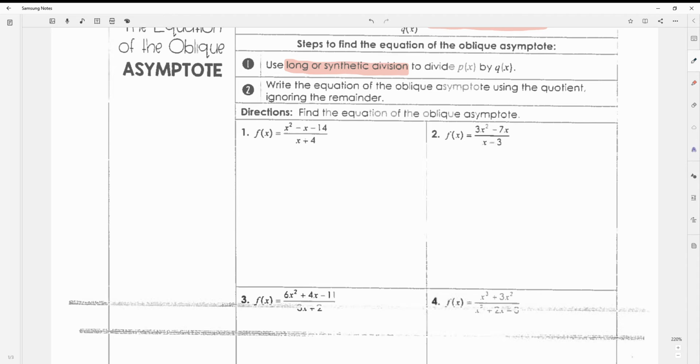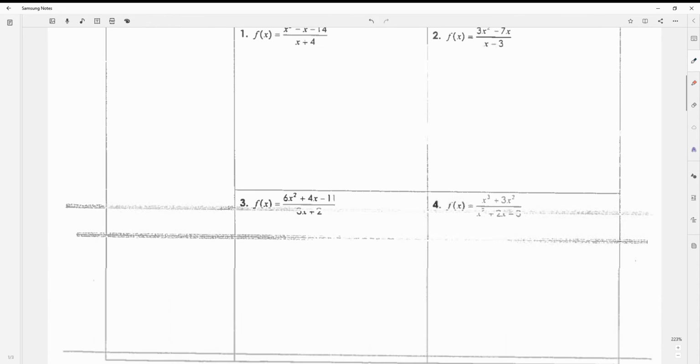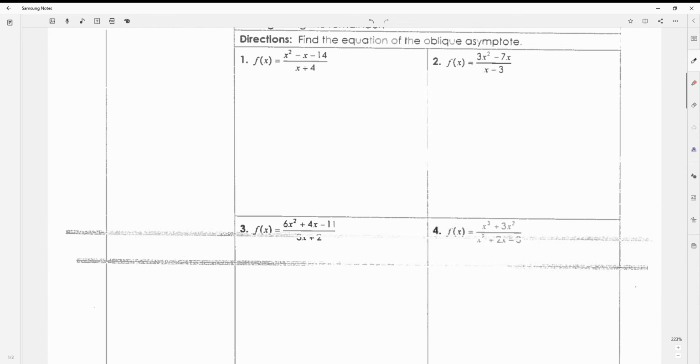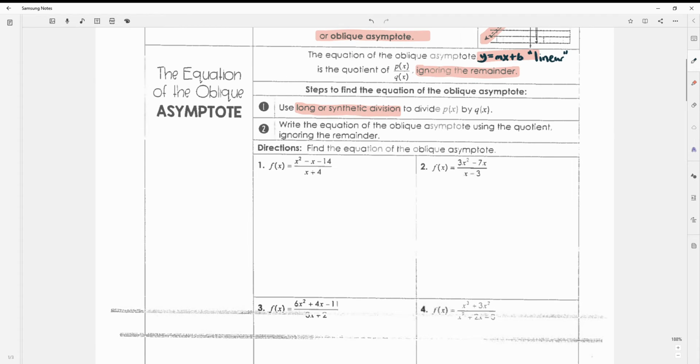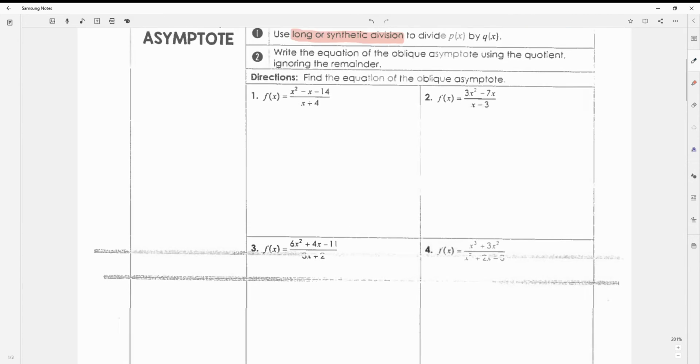Alright, so let's go ahead and start these examples here. Remember, I'm going to do 2 of them with long division and 2 of them with synthetic division. That way you can see the difference between the two.